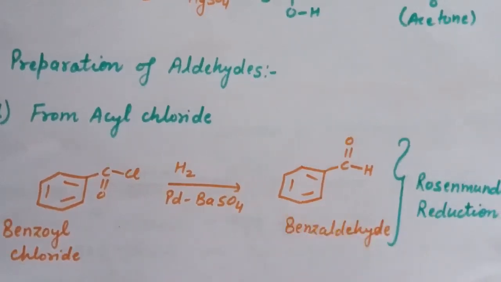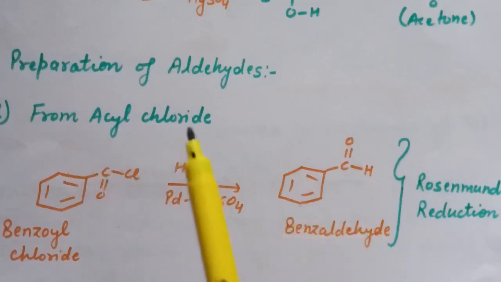And this is the name reaction: Rosenmund reduction. So the first name reaction of this chapter is Rosenmund reduction, by which we can prepare aldehydes. The reaction is very simple. Treatment of benzoyl chloride with hydrogen on palladium barium sulfate results in the formation of benzaldehyde. So the first preparation is from acyl chloride, that is by Rosenmund reduction.